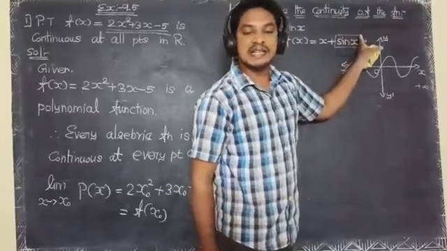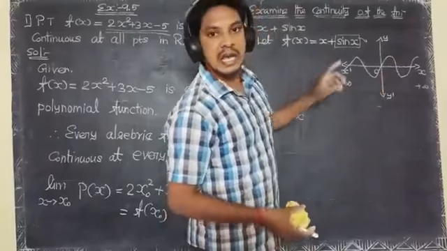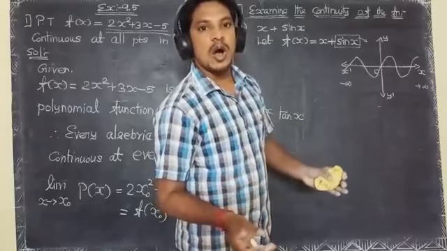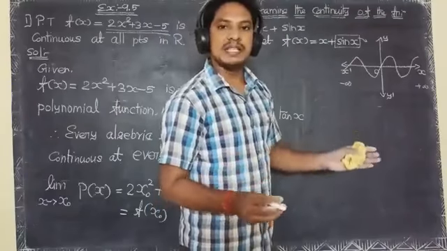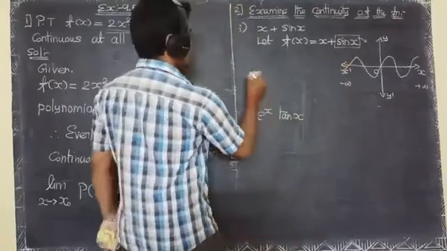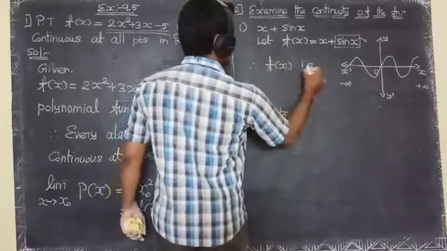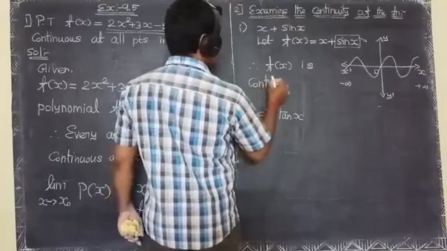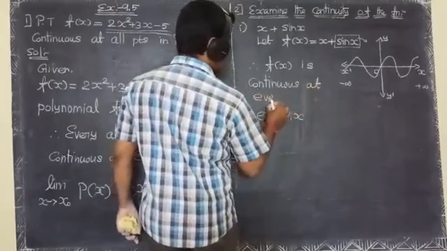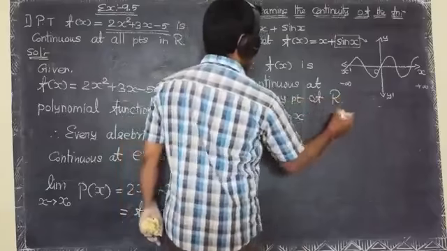Therefore, the sin x curve is continuous at every point. Put x equal to 0, 1, 2, 3, 4 and so on, plus or minus, it lies between minus infinity to plus infinity. We take some value. Therefore, the given function is continuous. Therefore, f of x is continuous at every point of capital R. Hence proved.